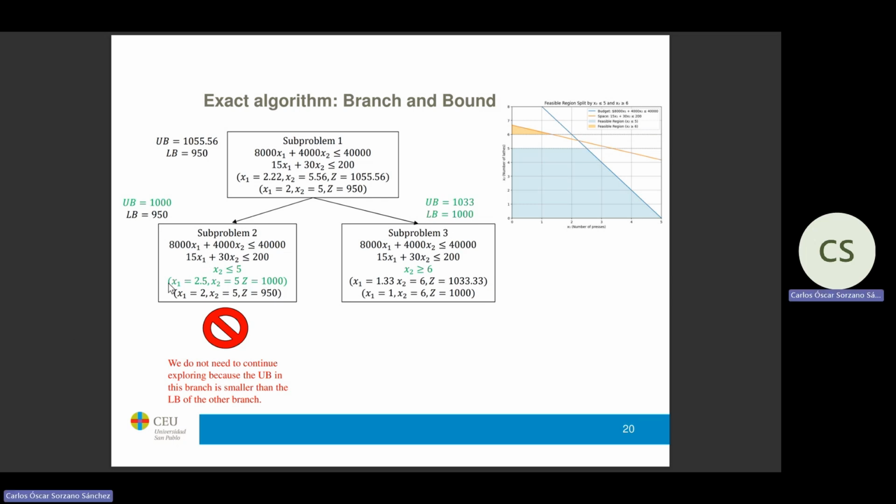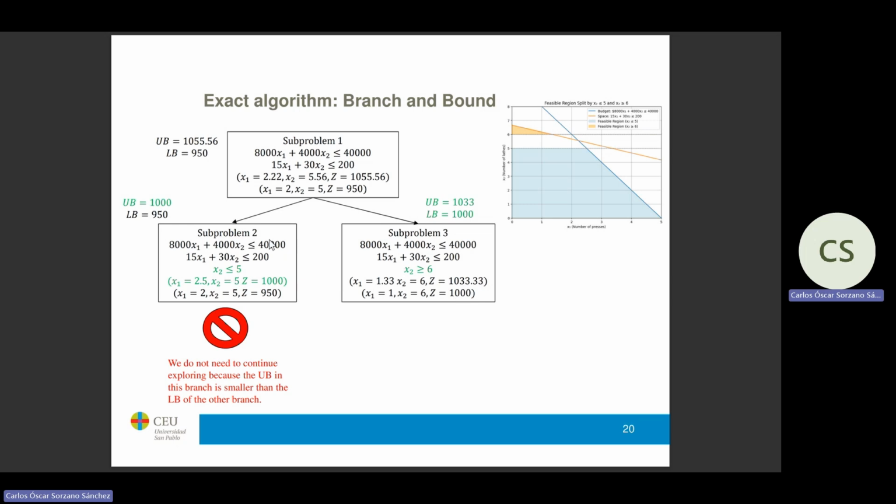So let's solve this one without constraints, and then we have 2.55 and 1,000. Okay, so let's leave that solution, and then again round down so that we have this solution, and then you have 950. But let's explore this other one. The solution is this one, 1,033, and when you round, the lower bound is 1,000.